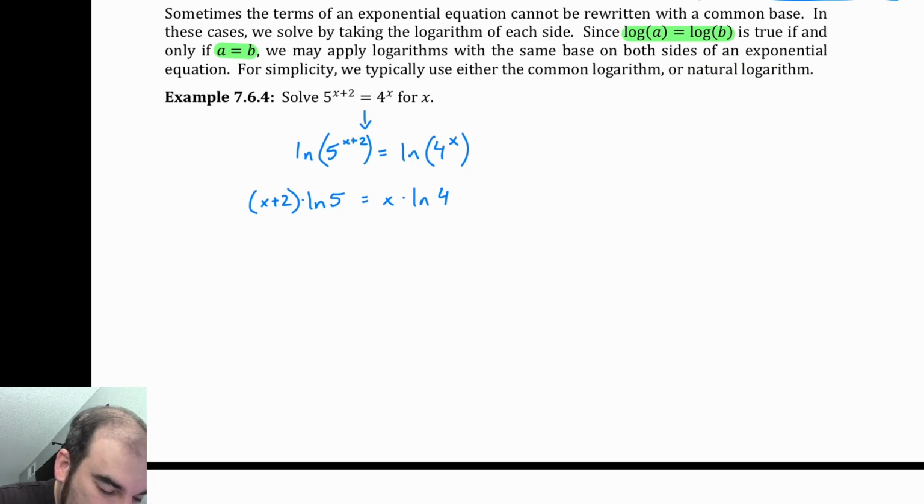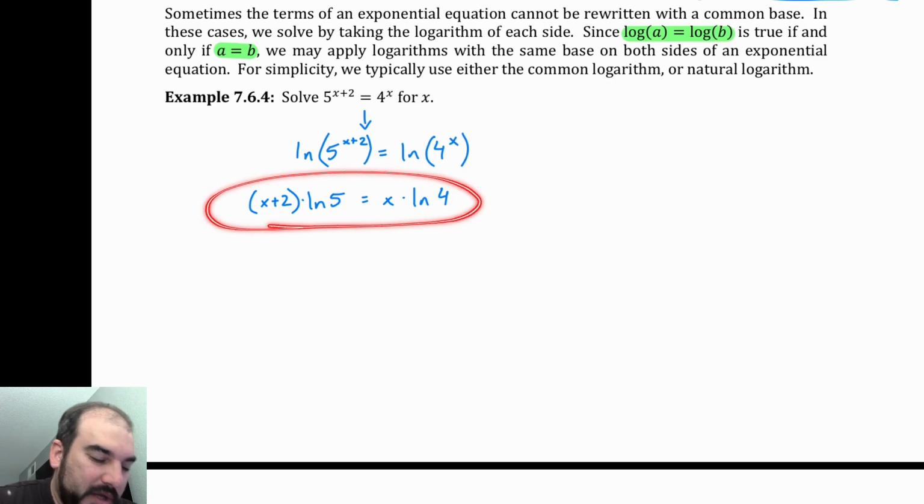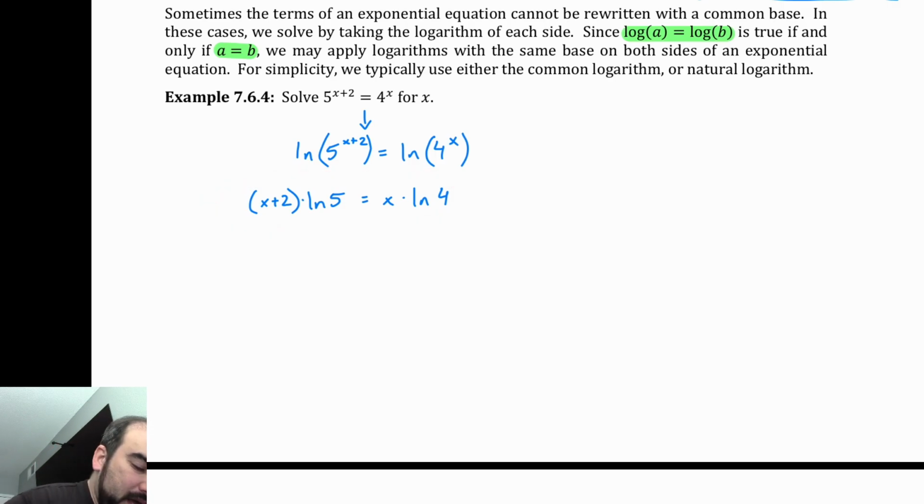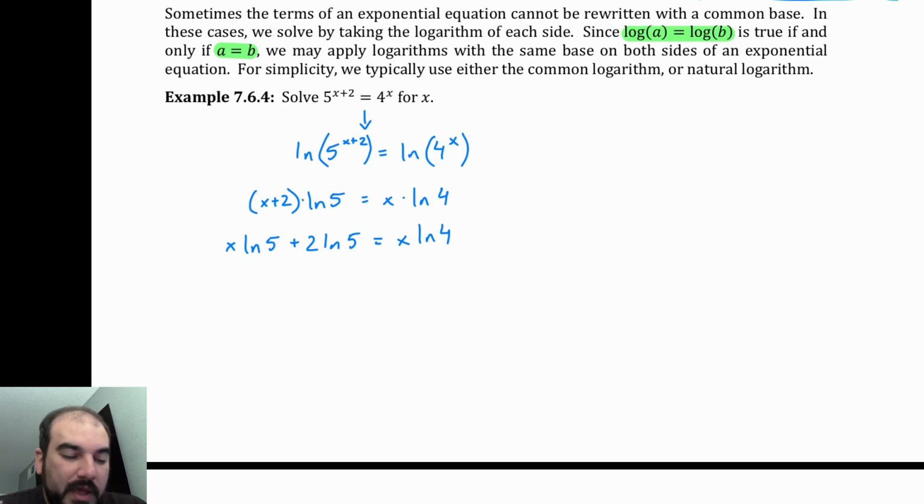And now we have a more basic expression that we can try to solve for x. This ln of 5 needs to distribute into this parenthesis because we have x plus 2 multiplied by natural log of 5. So that's going to turn into x times natural log of 5 plus 2 times natural log of 5 equals x times natural log of 4. And now we're dealing with these natural logs dispersed all over the place. They're just numbers. Right?